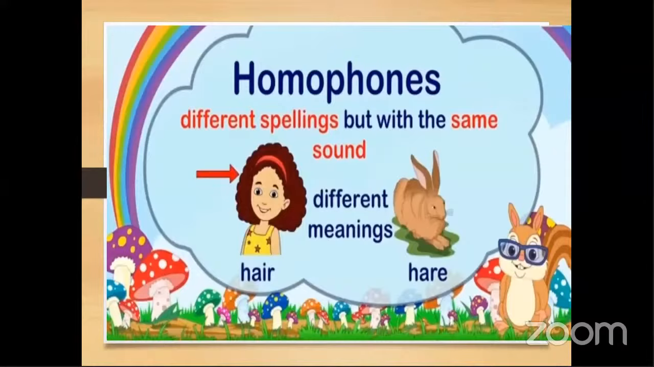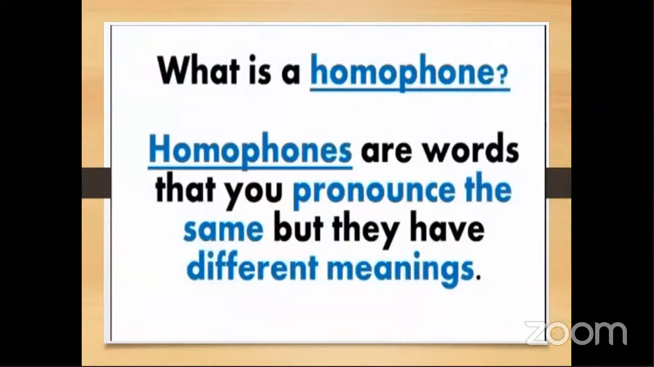Now, you can see a beautiful picture of a girl. She has got a hairband and nicely combed hair. Right side, there is a picture of a small rabbit, which is called a hare. So, hair and hare. She has combed her hair. Different spelling but the same sound. Yes. Can you make a sentence with the left side picture? The girl's hair is very beautiful. Very good. Now next, what is a homophone? Homophones are words that you pronounce the same, but they have different meanings.